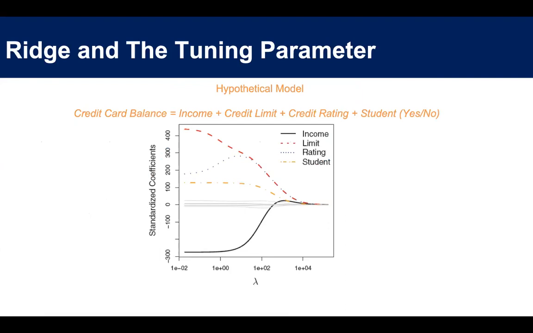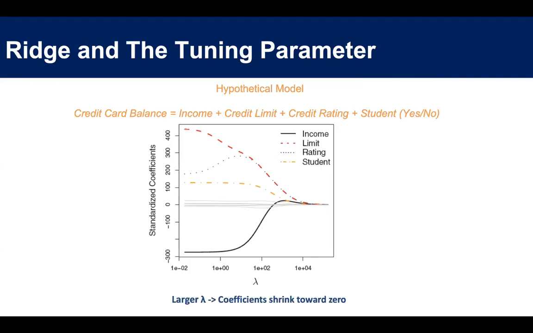So just a hypothetical model here. This is actually pulled from a textbook. If we were trying to explain variation in credit card balance as a function of income, credit limit, credit rating, and whether or not someone is a student, we might use ridge regression and see what the impact of different values for lambda is on the coefficients.